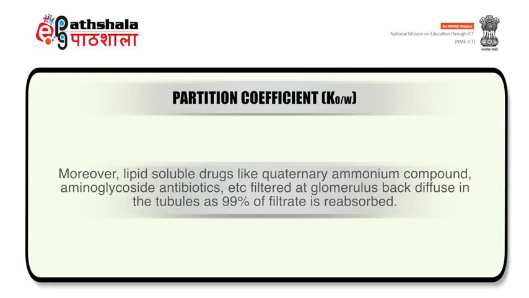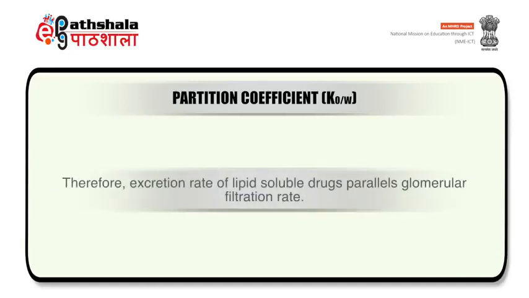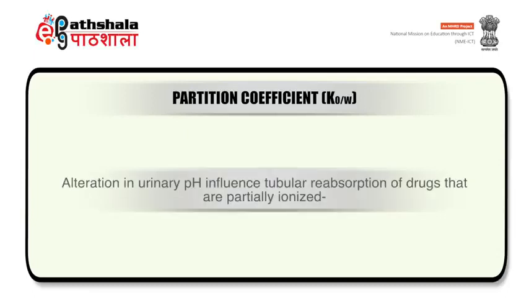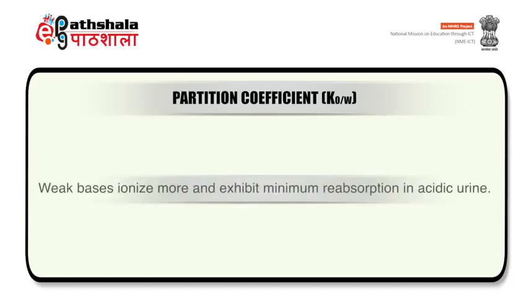Moreover, lipid soluble drugs, unlike quaternary ammonium compounds and aminoglycoside antibiotics, filtered at the glomerulus, back diffuse into the tubules as 99% of the filtrate is reabsorbed. On the other hand, non-lipid soluble drugs and highly ionized drugs are not able to get reabsorbed. Therefore, the excretion rate of such drugs parallels the glomerular filtration rate. Alteration in urinary pH influences the tubular reabsorption of drugs that are partially ionized. Weak acids ionize more and exhibit minimum reabsorption in alkaline urine. Weak bases ionize more and exhibit minimum reabsorption in acidic urine.